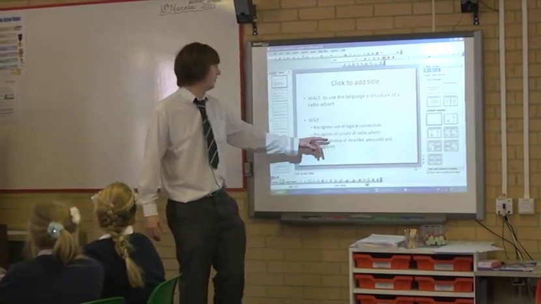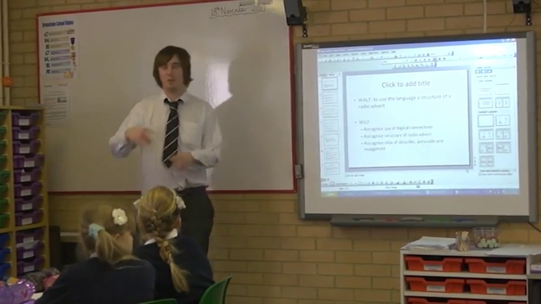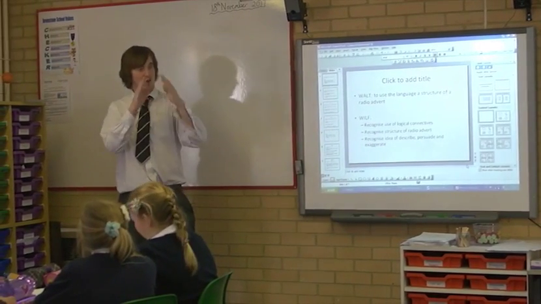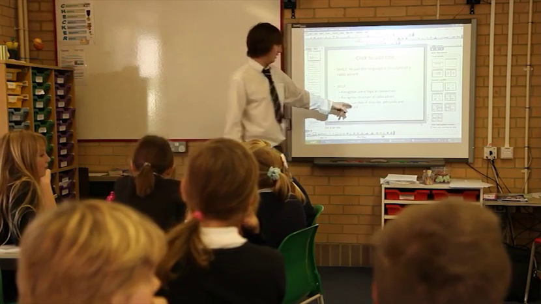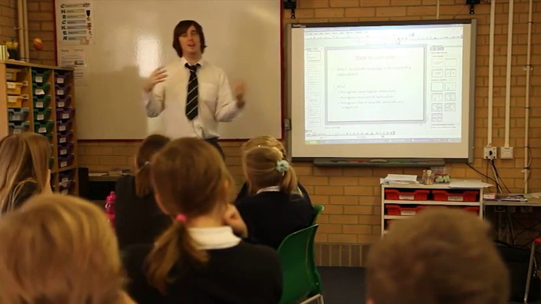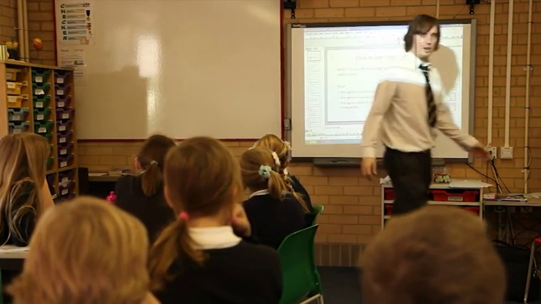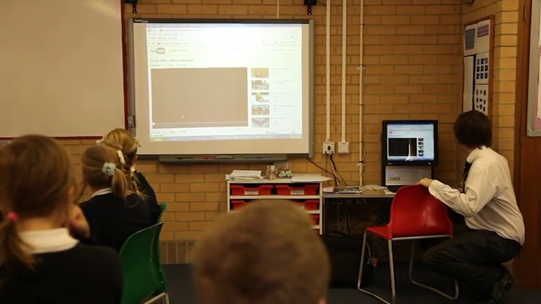Now let's look at our WILFs. You're going to be recognising, as you said already, the use of logical connectives, and we're going to drill into that in just a minute. The structure, Tom, we're going to make sure how it looks. Remember, that's not the words, it's how it looks. And then thirdly, this is what you're going to have today. You're going to know you need to describe, persuade and exaggerate to sell this idea to people, don't you? Just before we go any further, let's remind ourselves about what we are advertising today.